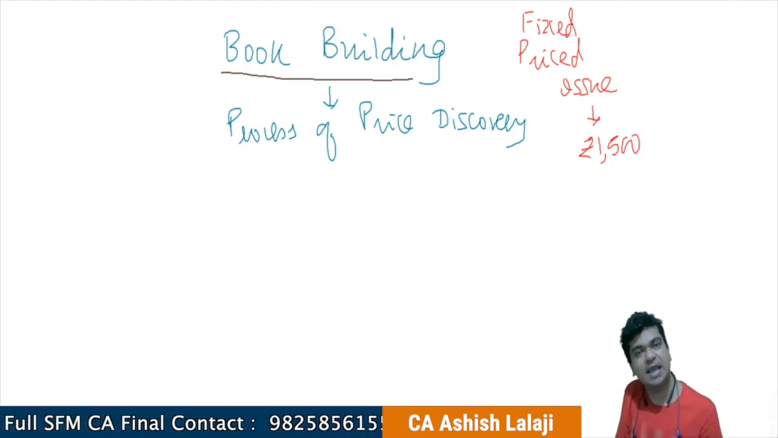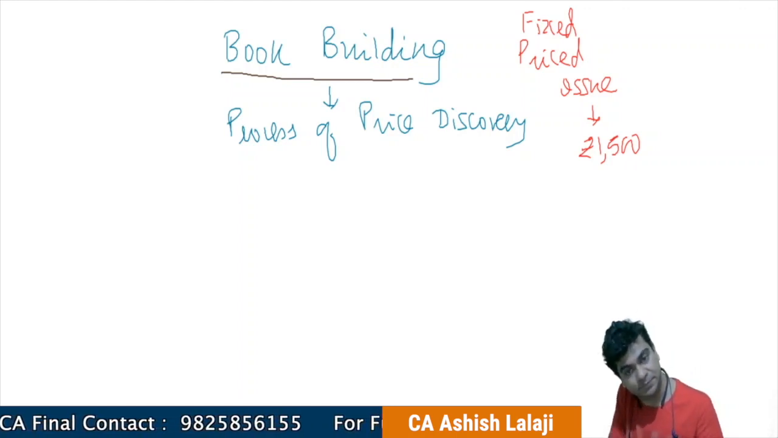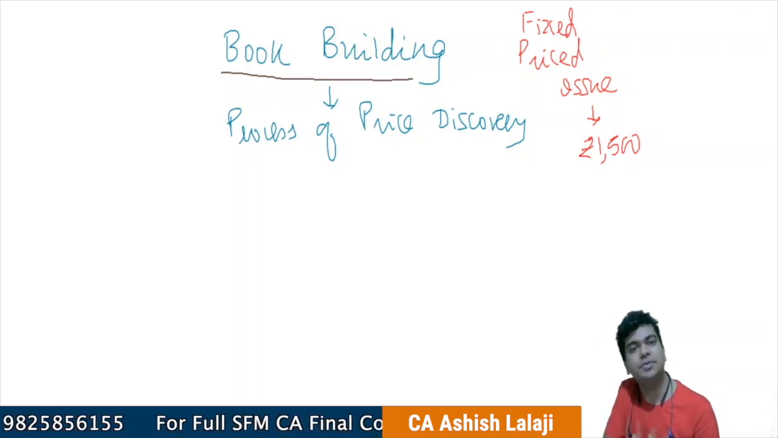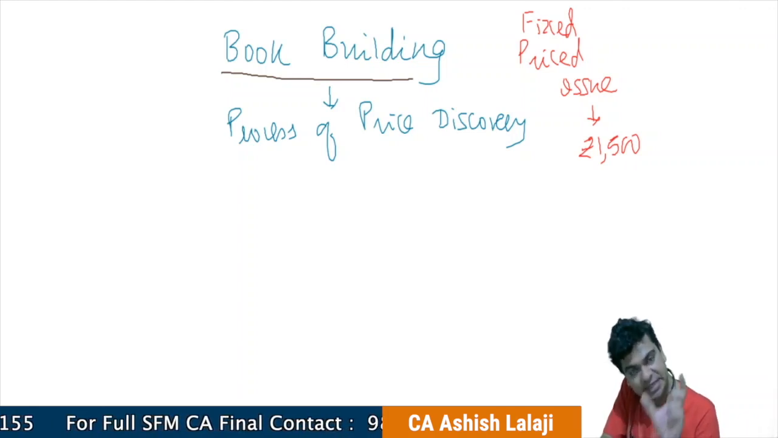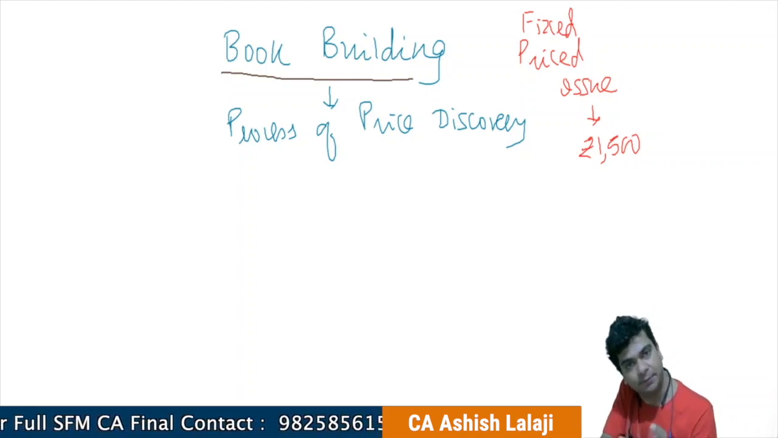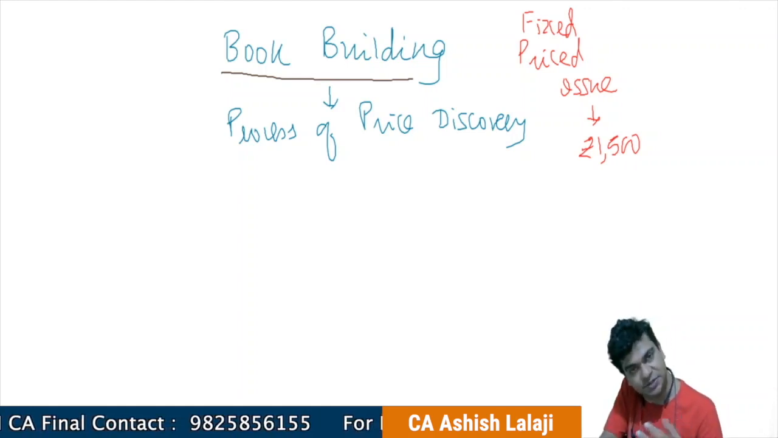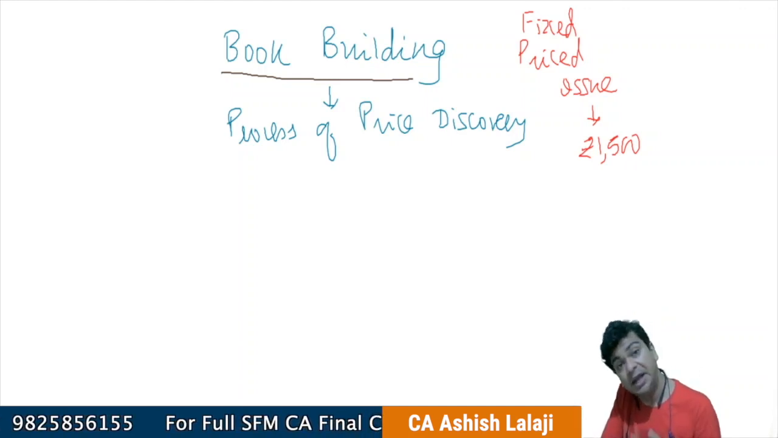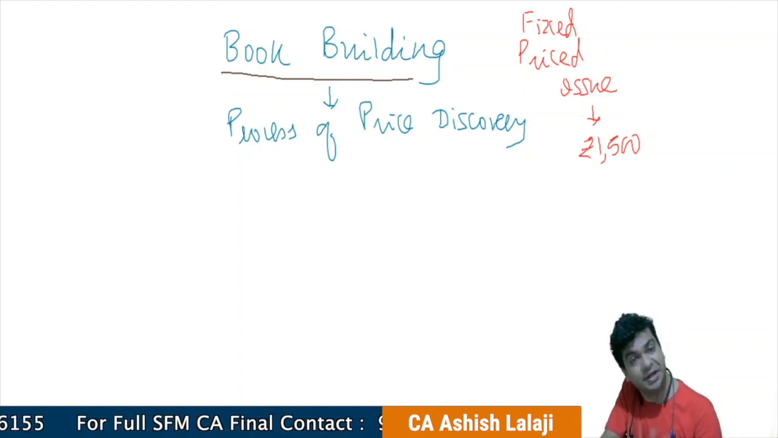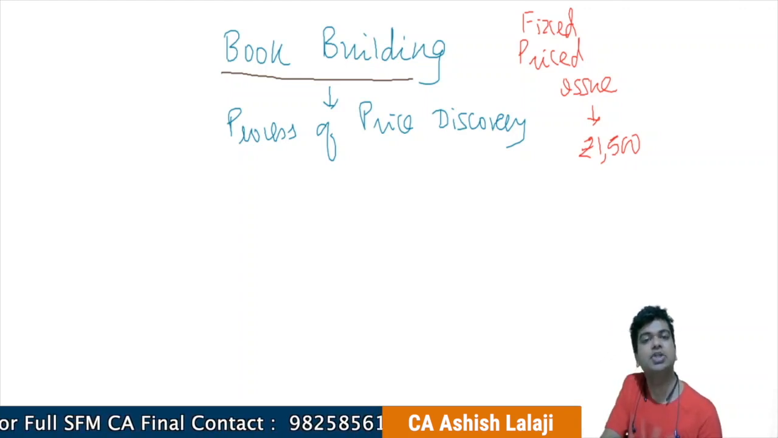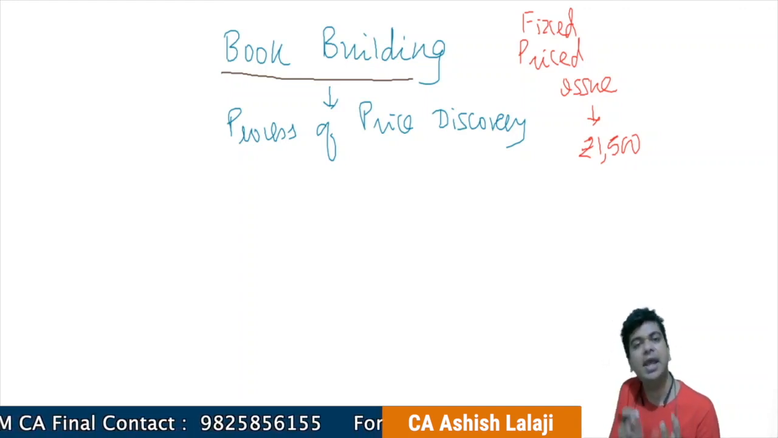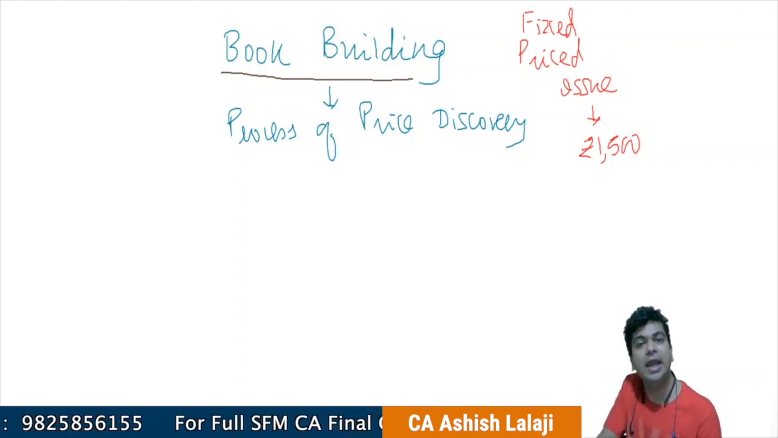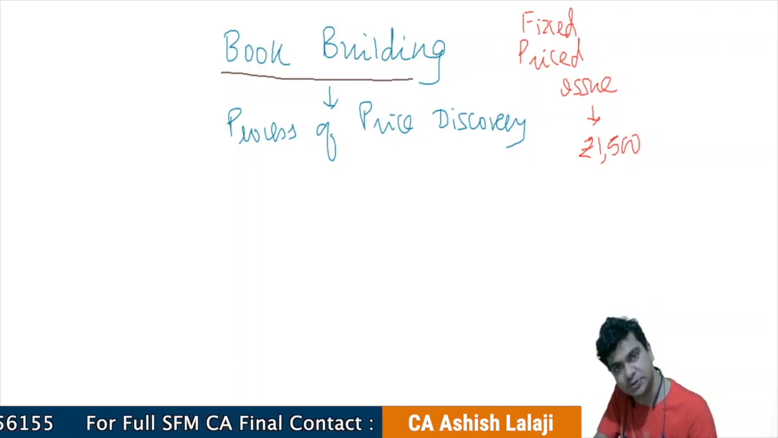That's where SEBI introduced the book building process. As I said, it is a process of price discovery. Here you are offering your shares within a particular price band. You are telling your potential investors that this is the price band within which we are ready to offer our shares. Different investors can bid for the shares at different prices. And once the issue comes to an end, the company can determine the weighted average price at which it can ultimately issue its shares.